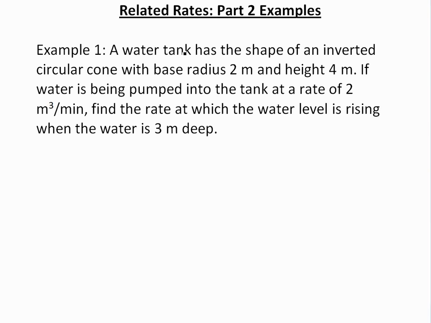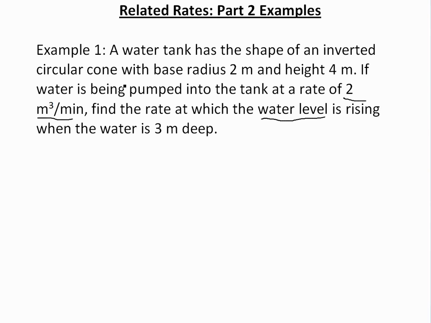A water tank has the shape of an inverted circular cone, radius 2 meters and height 4 meters. If water is being pumped into the tank at 2 meters cubed per minute, find the rate at which the water level is rising when the water is 3 meters deep. So to solve this, we have to find the rate at which the water level is rising. And again, we're given the rate of the volume change, or how much water you're putting in.